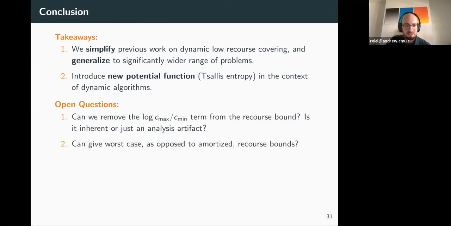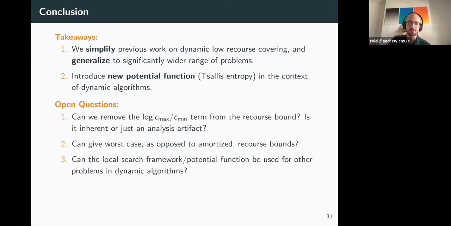Raj, you asked if you can give worst case bounds. I don't know. It's an interesting question. So the recourse bounds we gave are fundamentally amortized. The potential function method is kind of fundamentally an amortized technique. And I don't know if you can bound the worst case recourse.